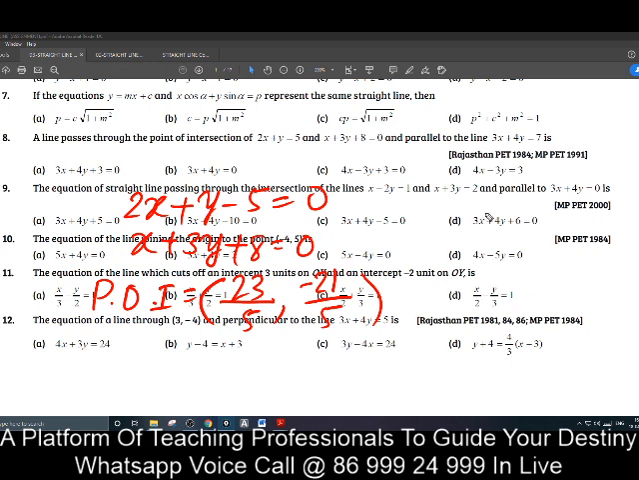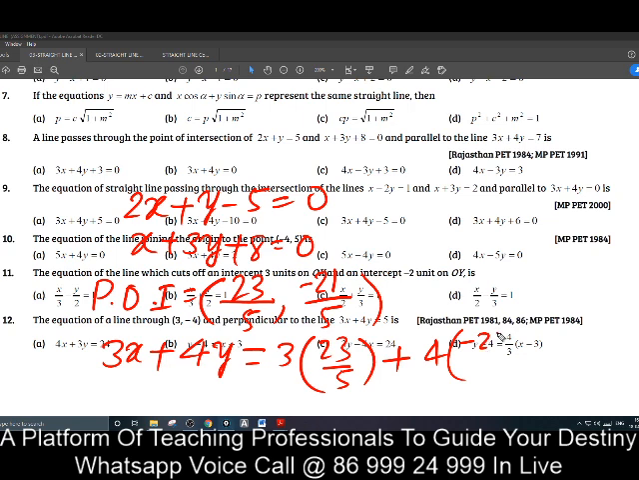This is the point of intersection. A line passes through the point of intersection of 2x plus y minus 5 equal to 0 and x plus 3y plus 8 equal to 0 and is parallel to the line 3x plus 4y equal to 7. Parallel to the line means it will be in the form 3x plus 4y is equal to k. Only the constant differs for parallel lines. Substitute here: 3 into 23 by 5 plus 4 into minus 21 by 5.